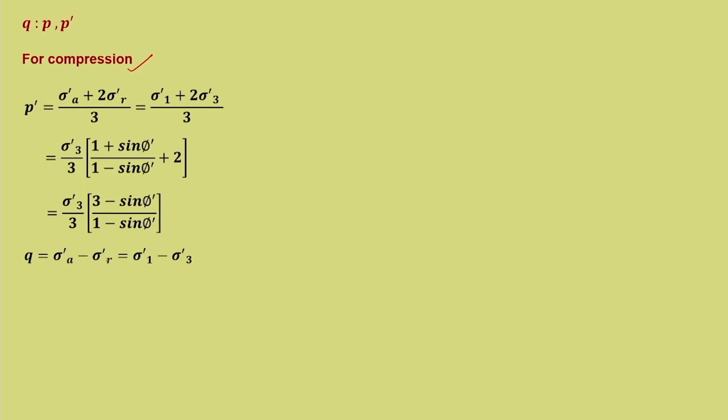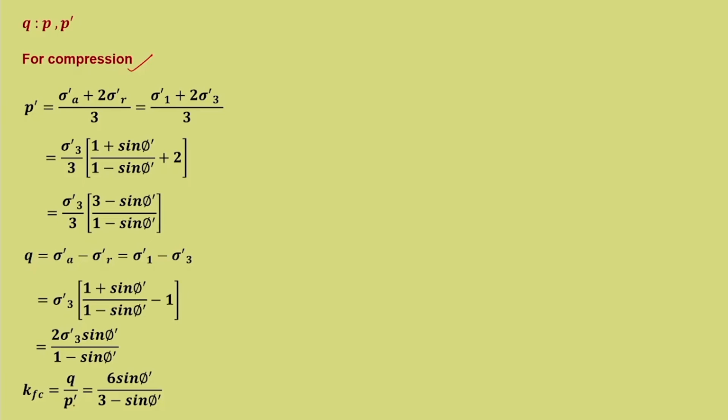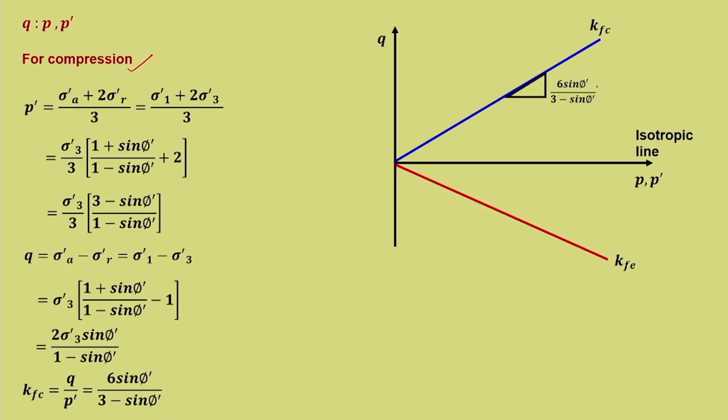Q is equal to sigma A dash minus sigma R dash. You take sigma 3 dash outside. So, that will give 2 sigma 3 dash sin phi dash upon 1 minus sin phi dash. Kf of compression we will get as Q upon P dash, which is 6 sin phi dash upon 3 minus sin phi dash. Okay. So, this we have already derived before. Q upon P dash is 6 sin phi dash upon 3 minus sin phi dash.